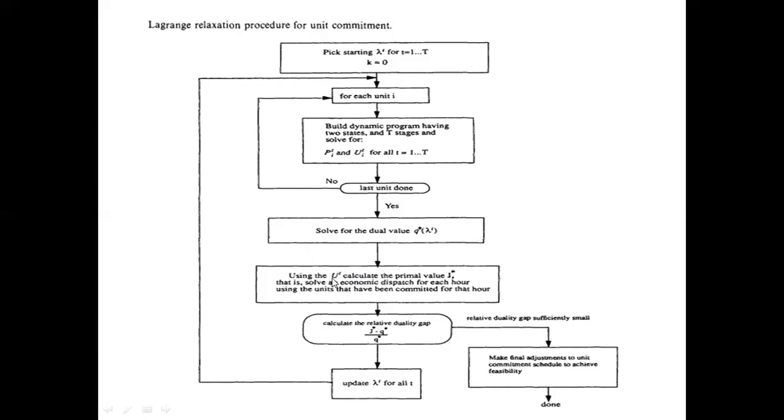When I have calculated the value of Q star lambda t, the next step is, using the U_it, to calculate the primal value of J star. That is, solve the economic dispatch for each hour using the units that have been committed for that hour. Then the next step is to calculate the relative duality gap, that is (J star minus Q star) divided by Q star.